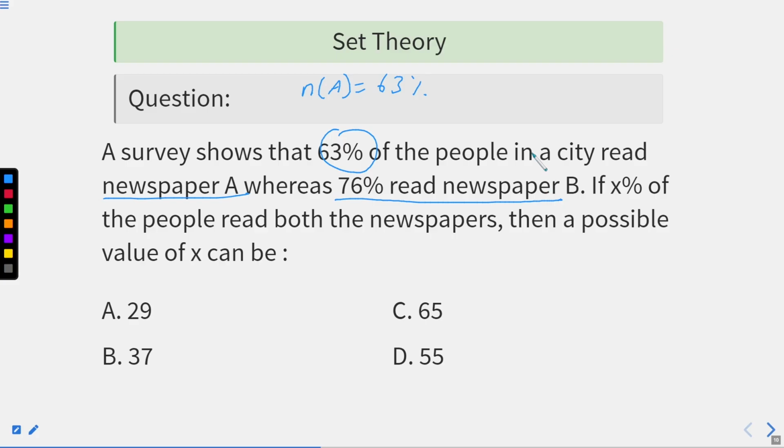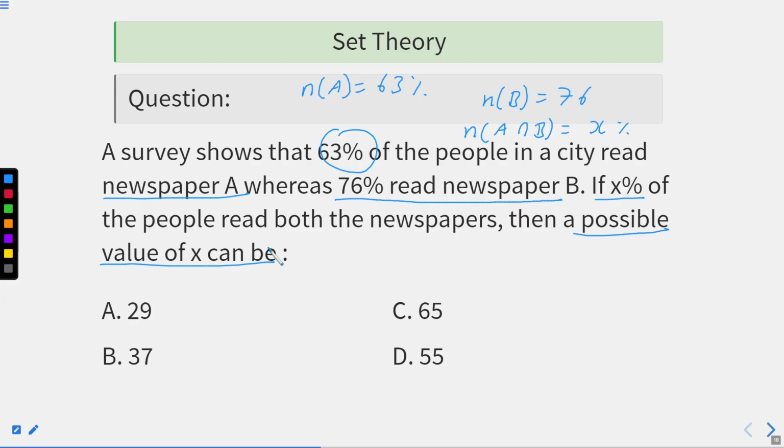76% read newspaper B. Easy. X is given as the people who read both. Both means n(A intersection B) is given to us as X percentage. Now the question says find the possible values of X.